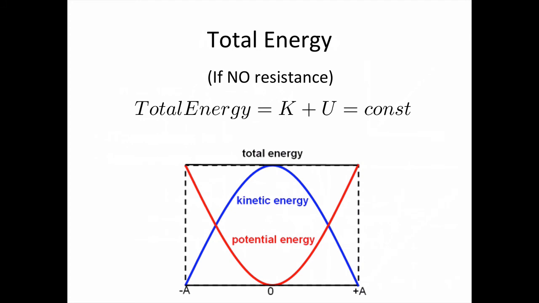The total mechanical energy is the kinetic energy plus the potential energy. If there was no energy being lost, the total would remain constant, so that if potential energy drops, kinetic energy must rise, and vice versa.